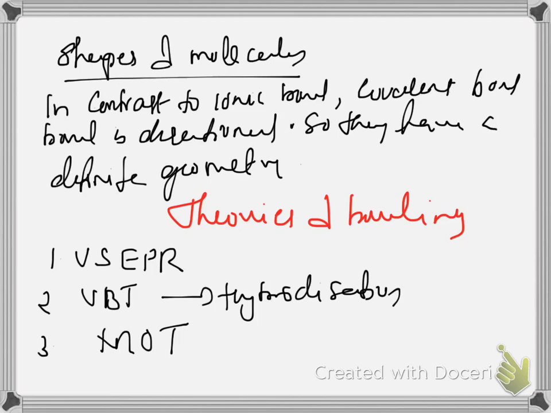Ionic bond does not have any directional property, but covalent bond is directional. So they have a definite geometry. This directional property of covalent bond gives the molecule a particular geometry.